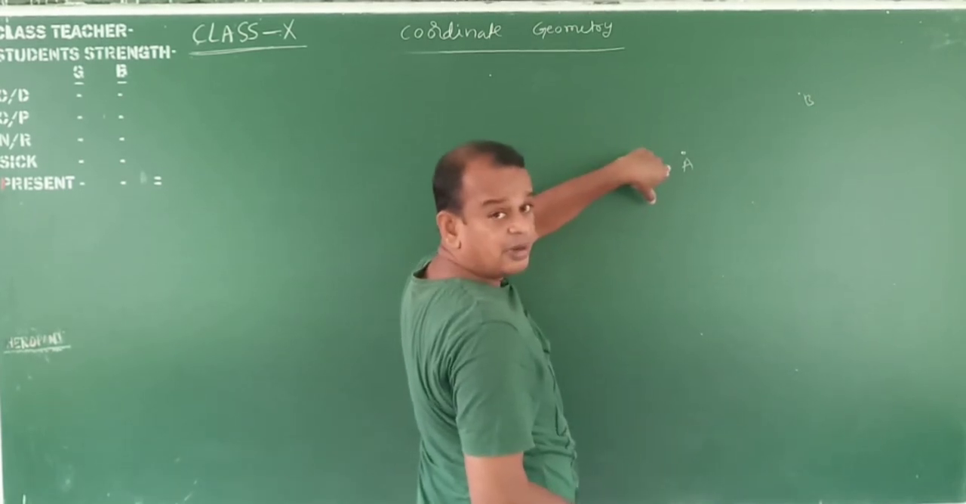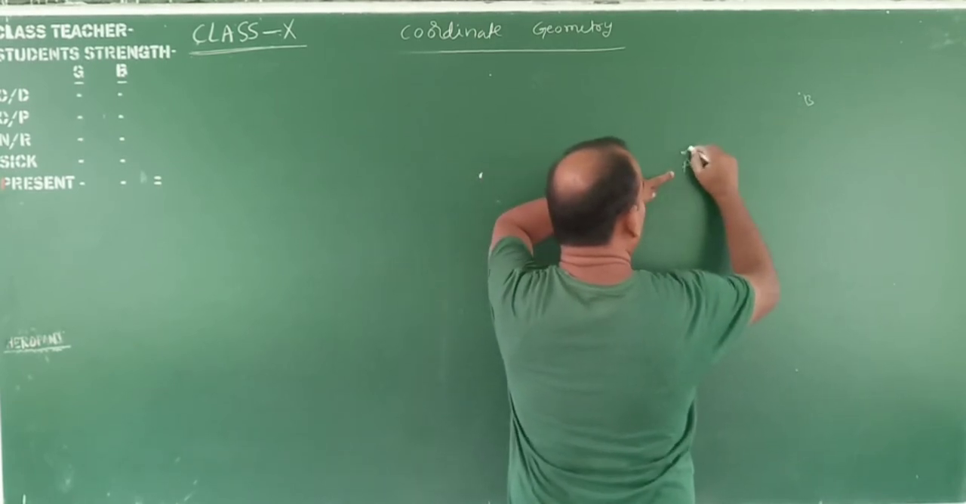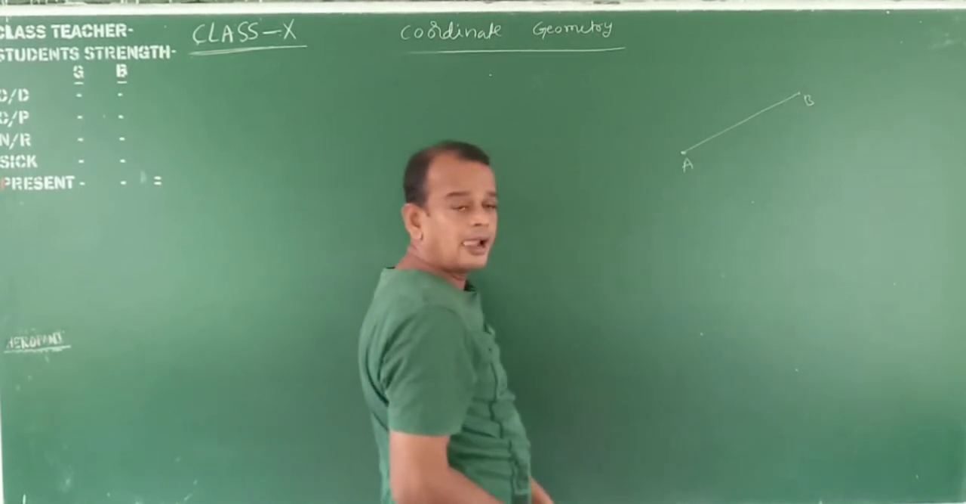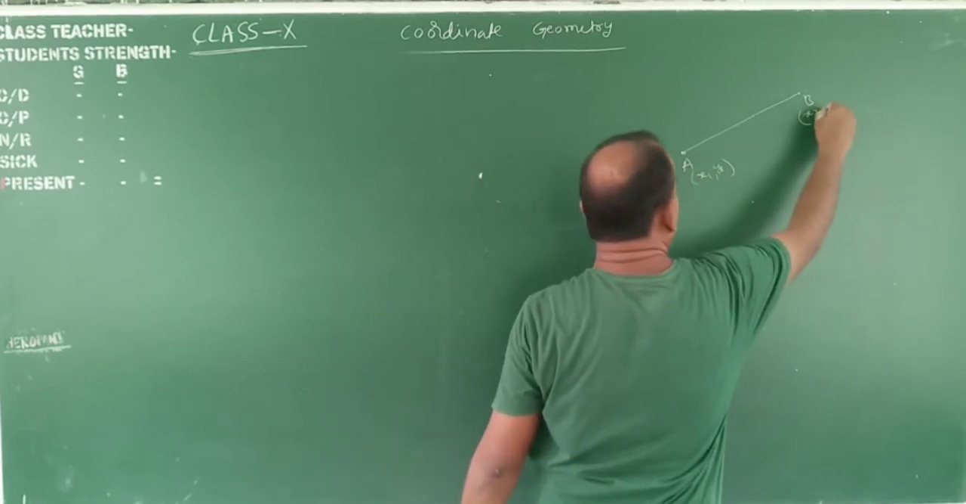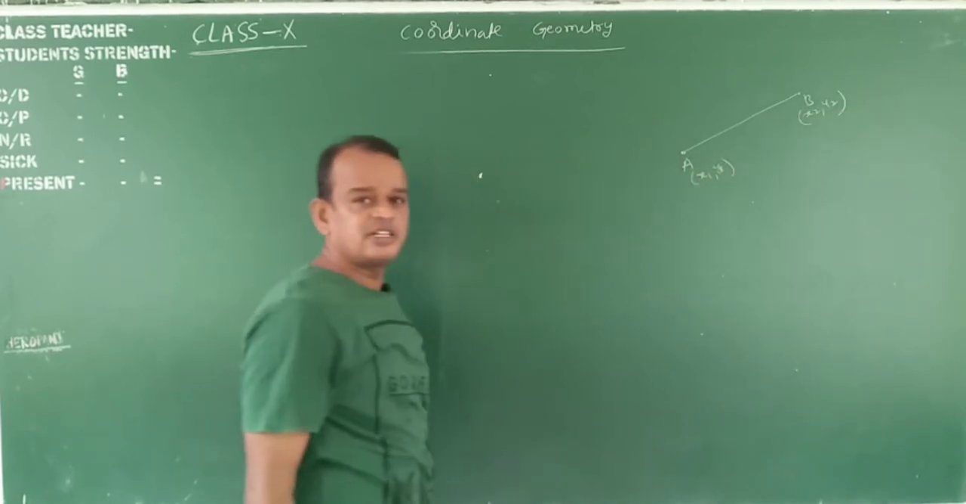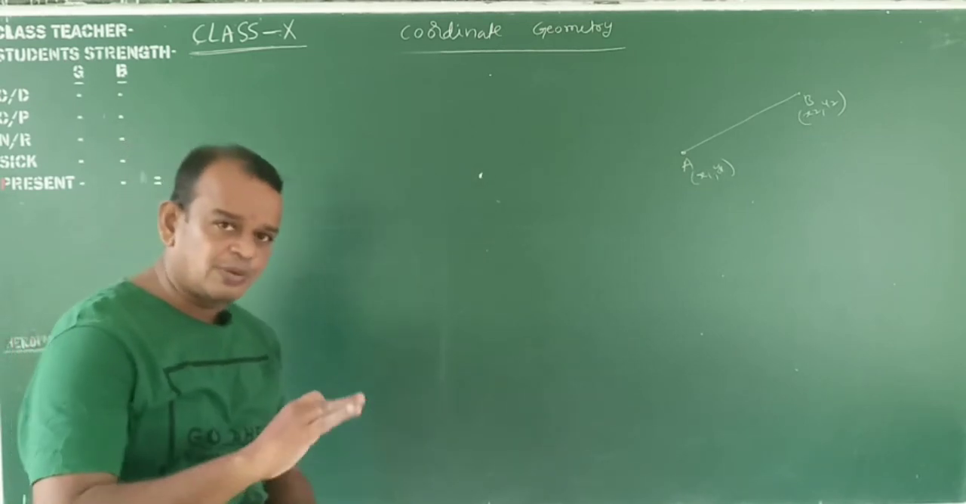In 2-dimensional geometry, the coordinates are x comma y. Suppose this is x1, y1, and this is x2, y2. Now we will find the distance between them. Suppose this is x1 comma y1, this is x2 comma y2. How to find the distance between the 2 points? What is the formula? What is the distance from the origin to the point?